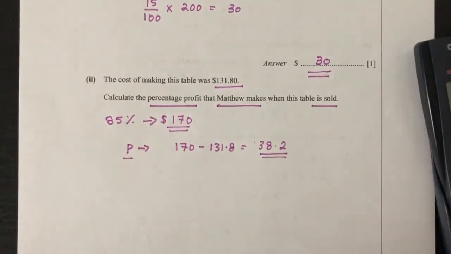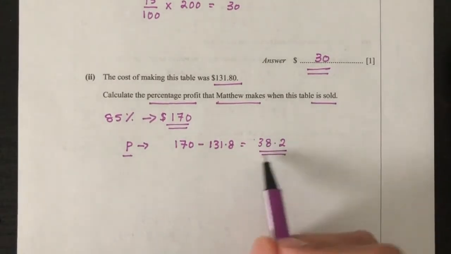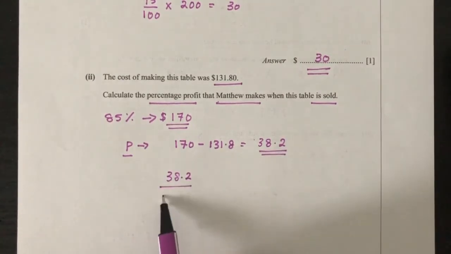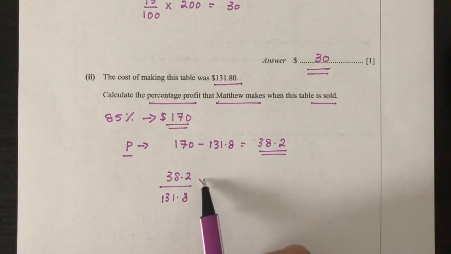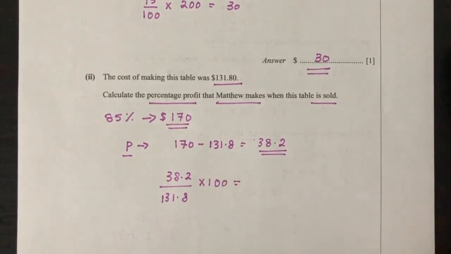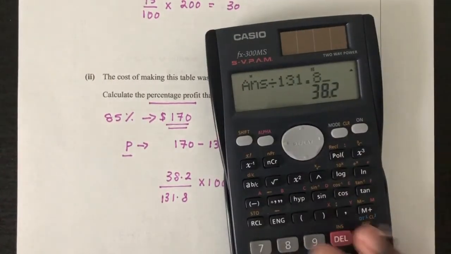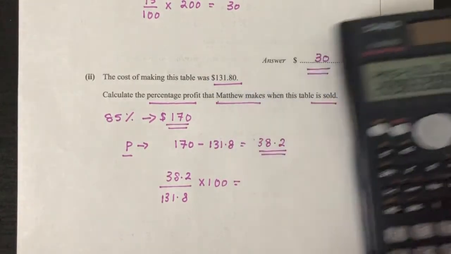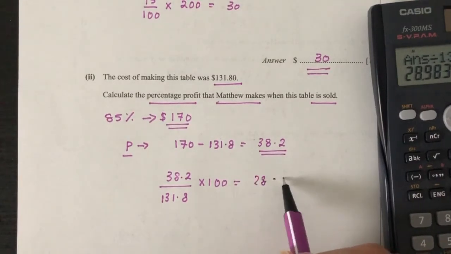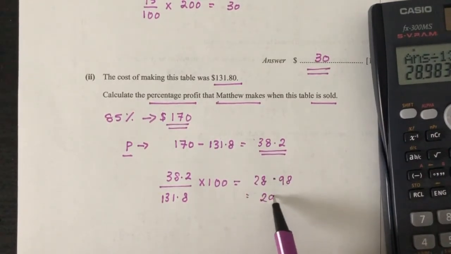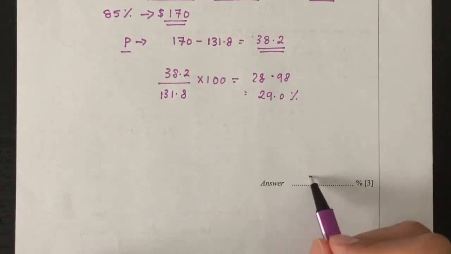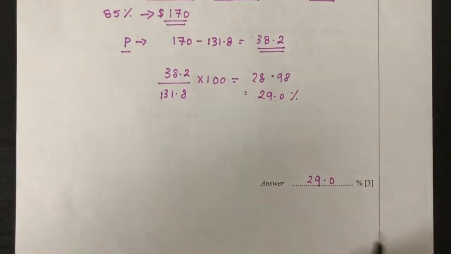Now find the percentage profit that Matthew makes. So percentage profit will be 38.2, which is the profit, divided by cost, which is 131.8, times 100. That will be your percentage profit. Times 100, that will be 28.98, which is 29.0%. So the answer for part 2 will be 29.0%.